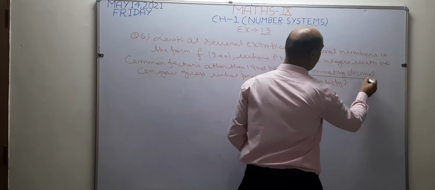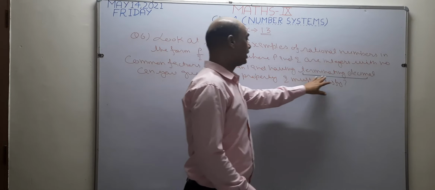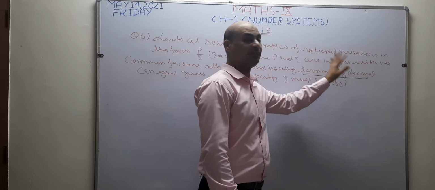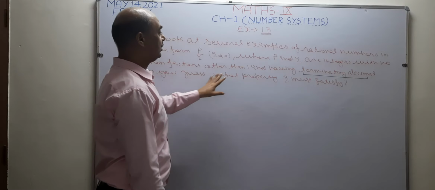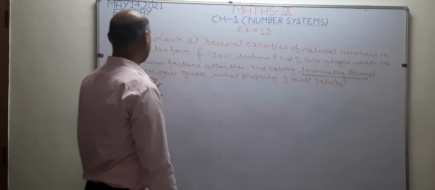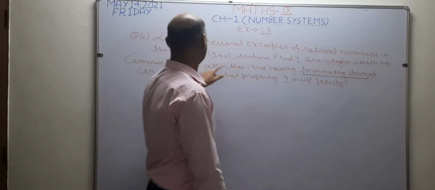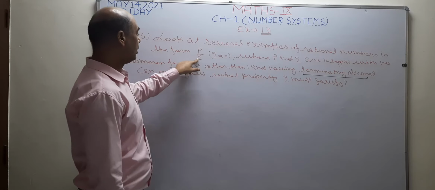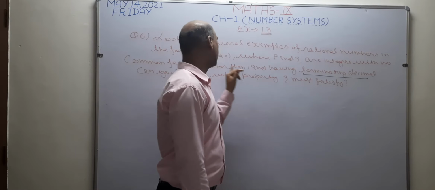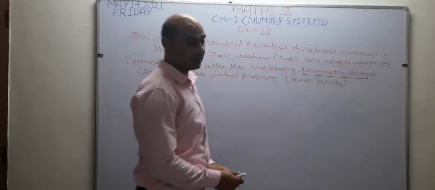It means when we divide those numbers, the remainder becomes 0. When the remainder becomes 0, then the decimal expansion of those rational numbers is known as terminating decimal. When we check for terminating decimal expansion, what property must q satisfy? We have to check the property of q when this rational number represents a terminating decimal expansion.